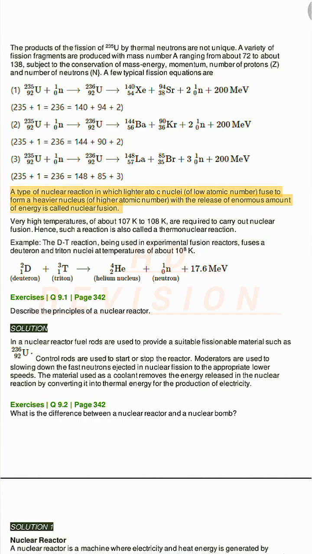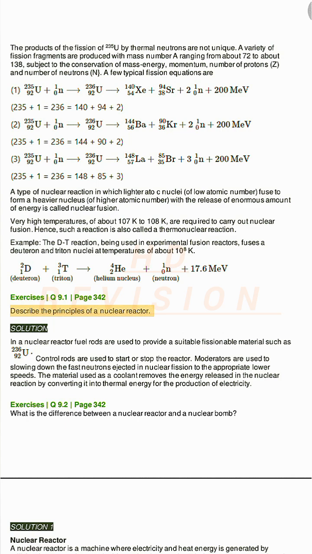A type of nuclear reaction in which lighter nuclei, of low atomic number, fuse to form a heavier nucleus, of higher atomic number, with the release of an enormous amount of energy is called nuclear fusion. Very high temperatures, of about 10^7 K to 10^8 K, are required to carry out nuclear fusion. Hence, such a reaction is also called a thermonuclear reaction. Example: the DT reaction, being used in experimental fusion reactors, fuses deuteron and triton nuclei at temperatures of about 10^8 K. Exercises Q9.1, page 342.